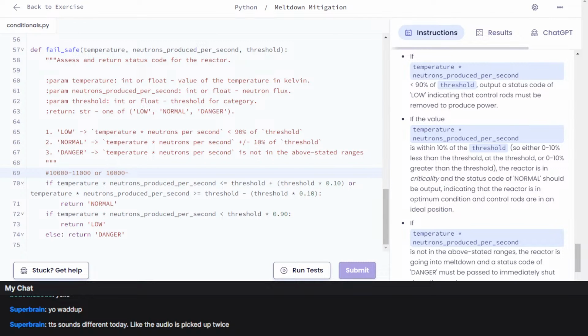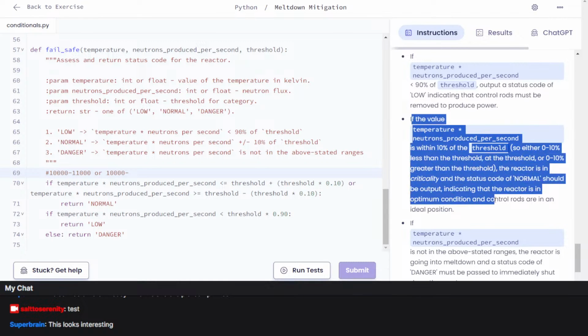Superbrain says TTS sounds different today, like the audio is picked up twice. Really? Interesting. TTS hasn't changed. Oh wait, maybe it's because of, maybe I should close this window. I don't have any Twitch windows open. And TTS is louder today. Just in general, I think the audio is louder. Does it still sound doubled? Oh yeah, it's because of the small window probably. It's probably fine now. Saltviceranide says test.